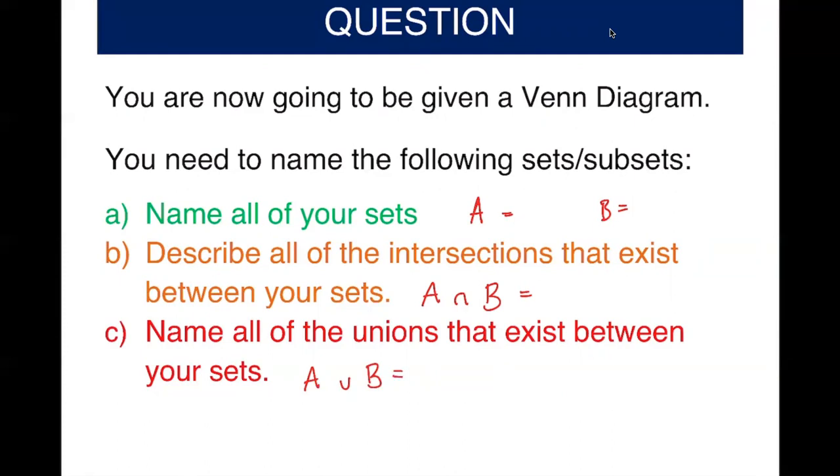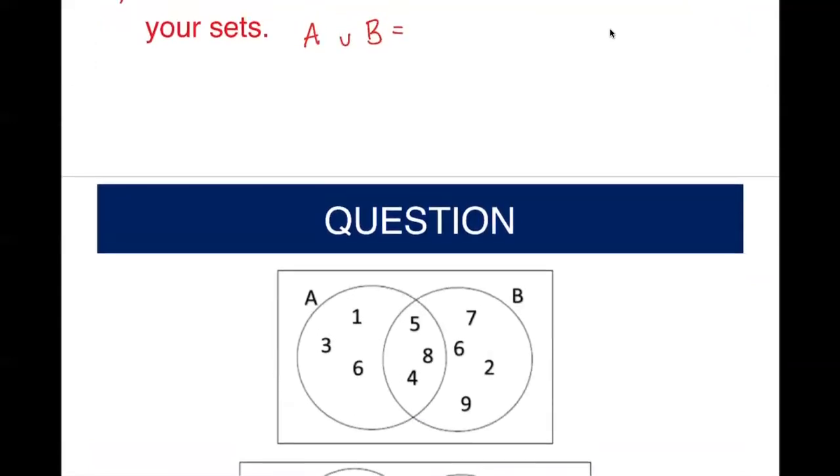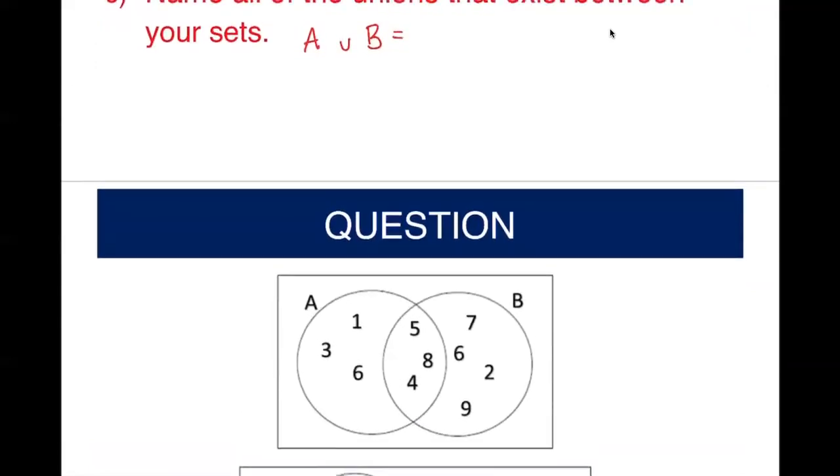You might need to pause it. Let's go back. So the first question, this one here. I want you to write down all of the bits that you've just been talking about. What is A? What's in A? What's in B? What's the intersection of A and B, or A intersection B? And what is the union? So what is A union B? Write down your answers.